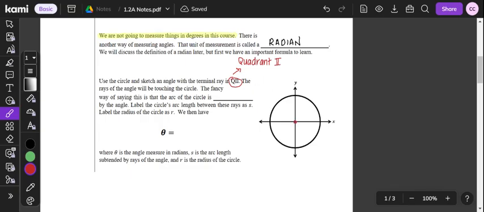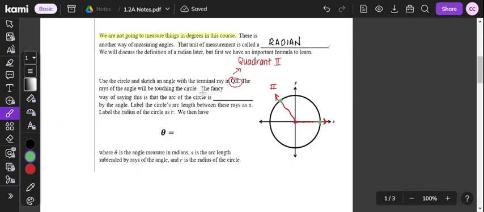So first of all, I know that no matter what, I always need to start with my initial ray going this way. All right, now quadrant 2, that's this one over here. So it doesn't matter where you put your terminal ray, just as long as it's somewhere along this portion of the circle. So I'm going to go ahead and draw my terminal ray doing that. Okay, now it says the rays of the angle, so these two rays, they will be touching the circle. So we have one ray touching the circle here, and we have another ray touching the circle here.